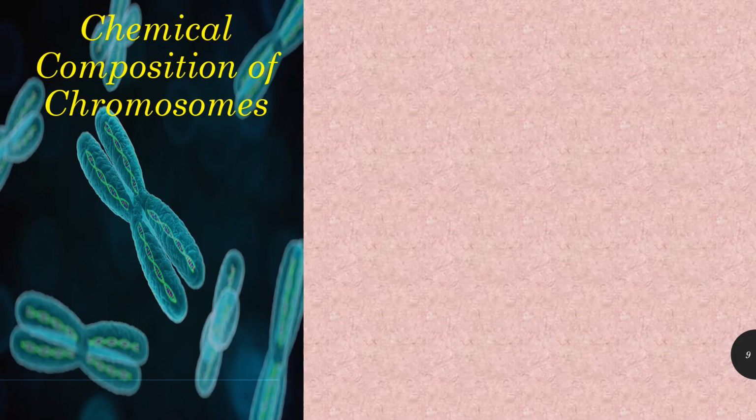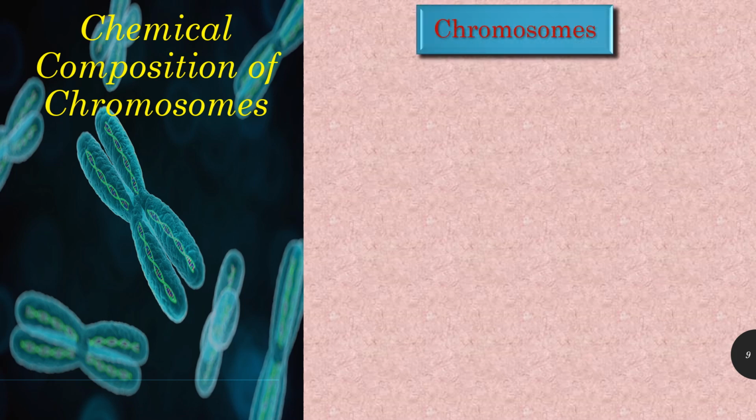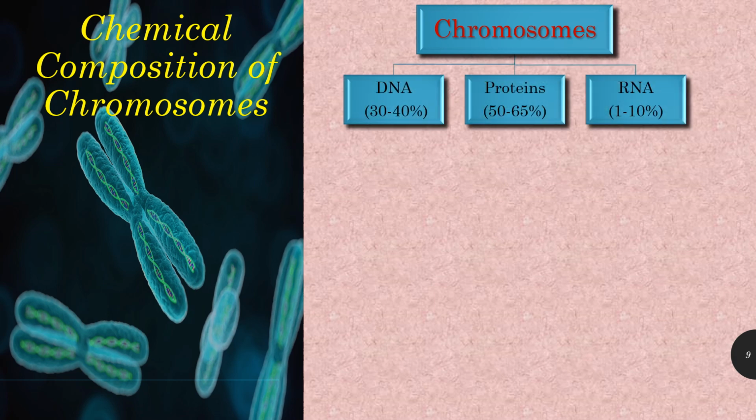Now we have discussed the general appearance of chromosomes. Now come to its chemical composition. Eukaryotic chromosomes are composed of chromatin, which is a complex of DNA, proteins, and RNA. The major portion comprises DNA and proteins, while a small amount of RNA is also present because they synthesize proteins.